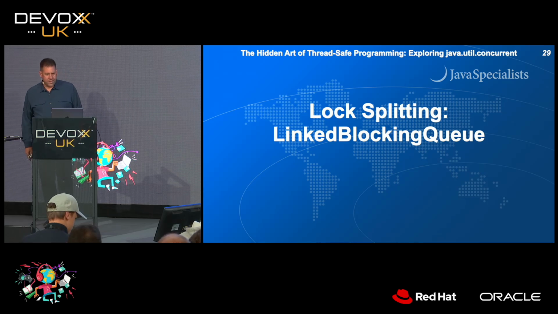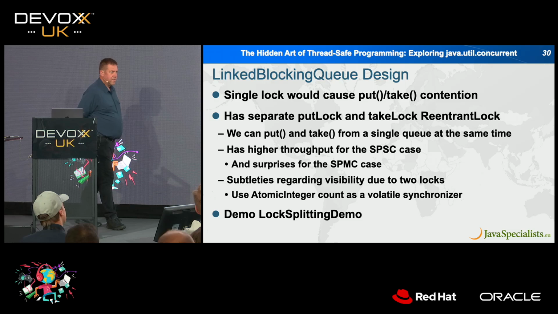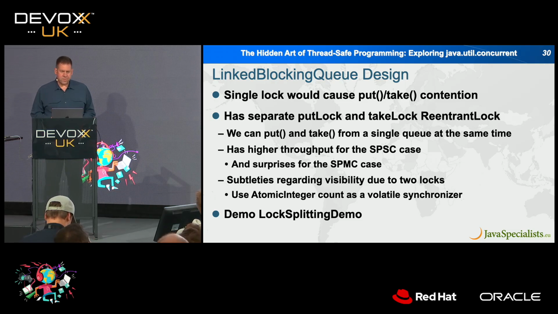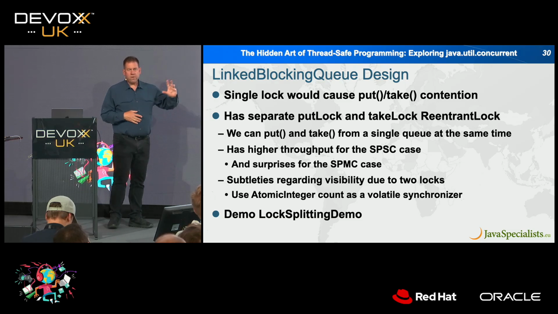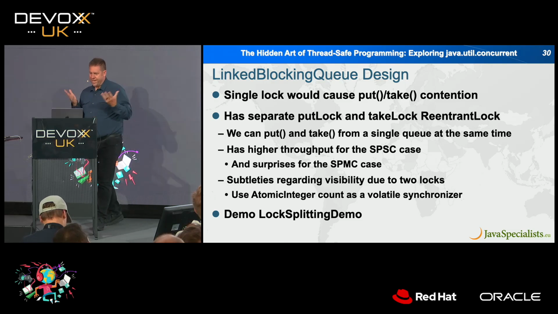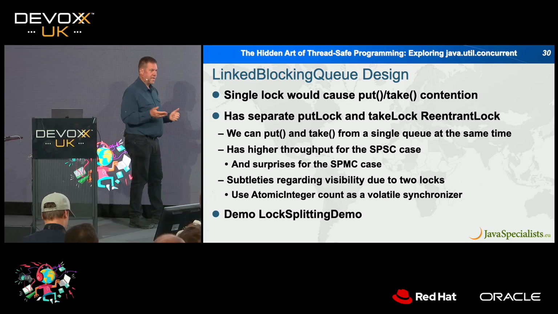All right. Okay, then I mentioned that LinkedBlockingQueue is a class we use quite a lot. This LinkedBlockingQueue uses something called a split lock. So you've got two different locks, one for the putting and one for the taking. What that means is you can put and take at exactly the same time. The two threads, one can put, one can take.